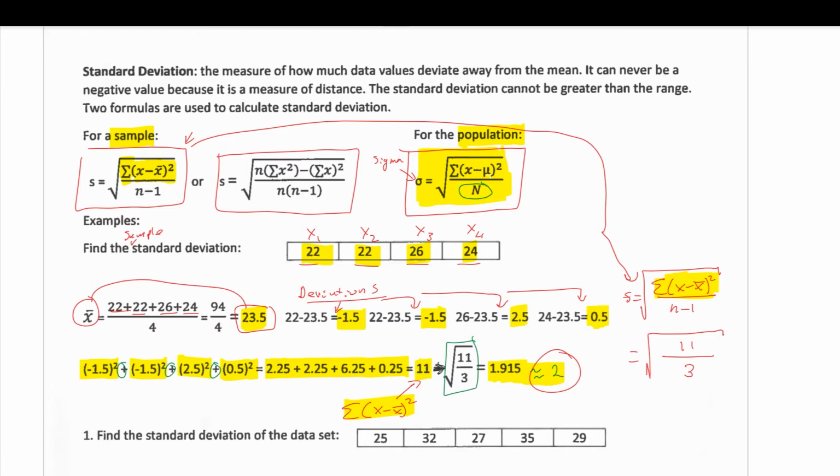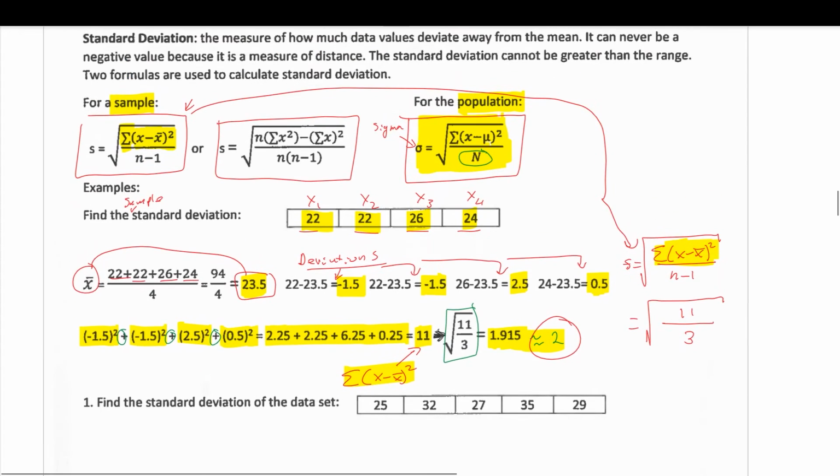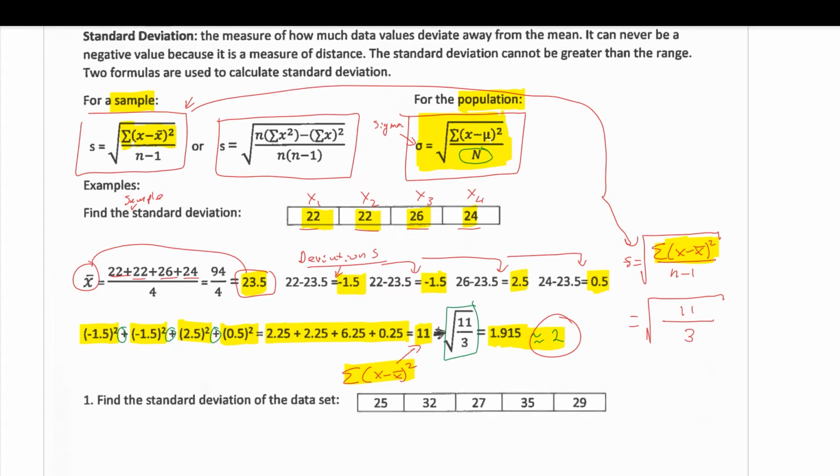Now you see how this is just kind of all over the place. I would prefer to do it in a more systematic way, and that being using a table.